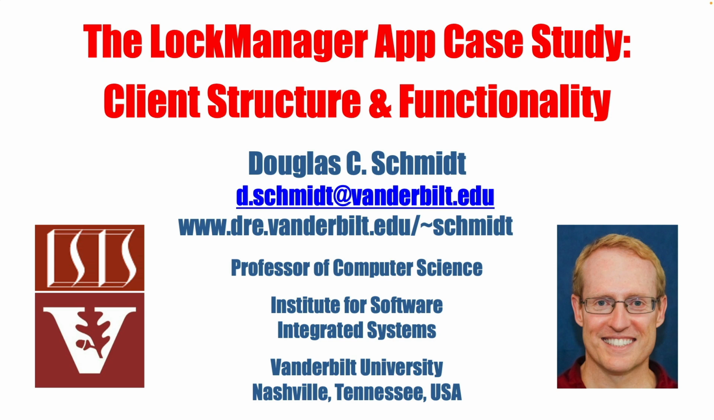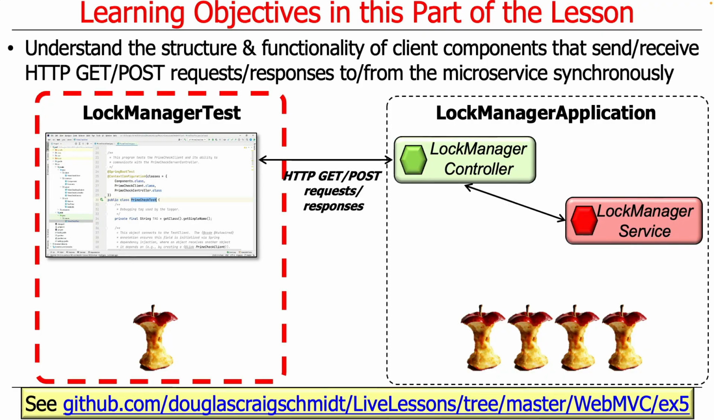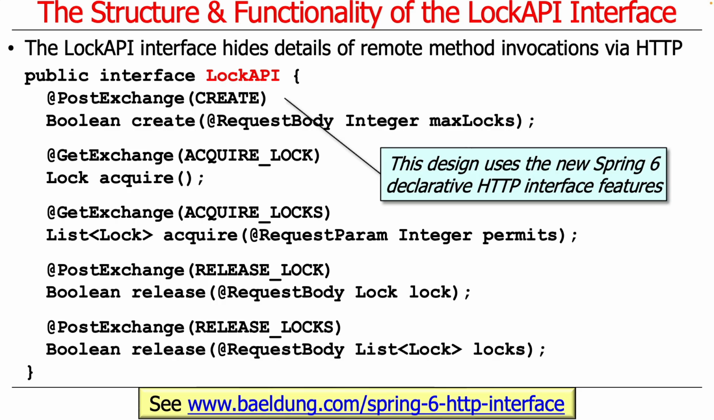So we're now going to talk about the client-side structure and functionality of this LockManager app case study. And again, you can get that at my GitHub repository, focusing on this part over here, which again sends synchronous requests and responses. So what we're going to do here is introduce the concept of an HTTP interface, which is a brand spanking new feature of Spring, came out a few months ago as part of Spring 6.